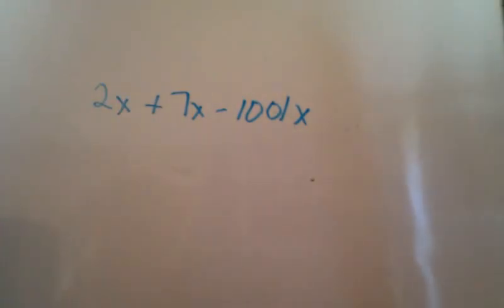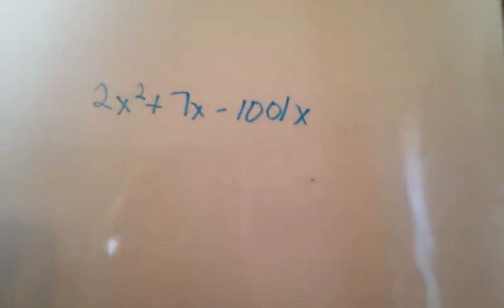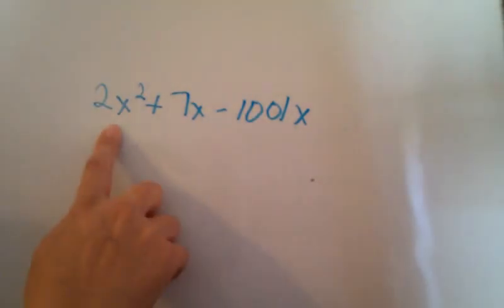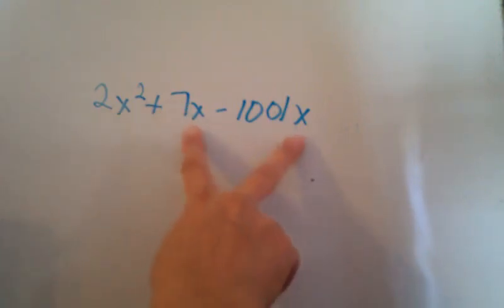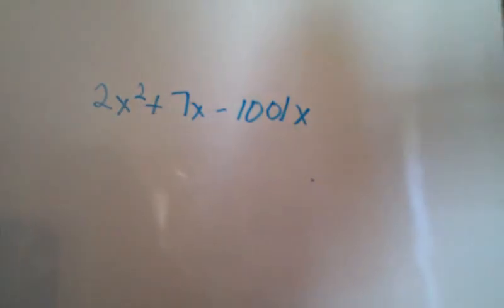Right? Also, to be like terms, they have to have the same exponent. If this is x squared, then this is not a like term to that. These two are like terms. They both end in x. This is not a like term because it is x squared. Okay? That's all this is saying.